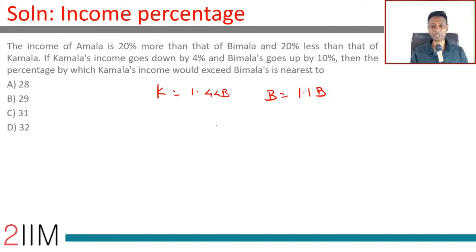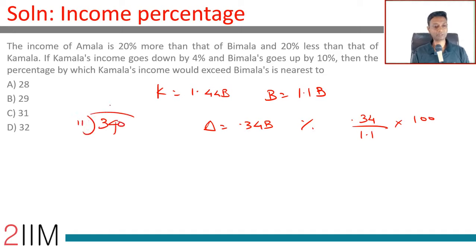How much is it higher by? The delta is 0.34B. The percentage it is higher by is 0.34 by 1.1 into 100. 34 by 1.1. And how do we find that? 340 by 11. Goes 3 times 33, 1, 0. Times 100. 30.999, 30.9 something percent. 31%.